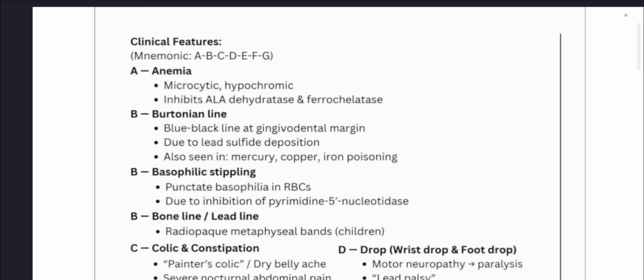B stands for Burtonian line, a blue-black line at the gingivodental margin due to lead sulfide deposition, and it is also seen in mercury, copper and iron poisoning.